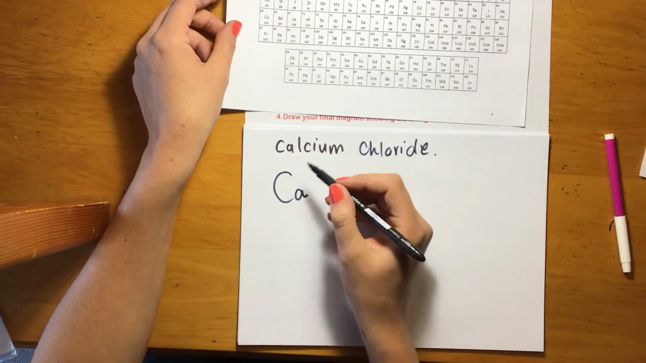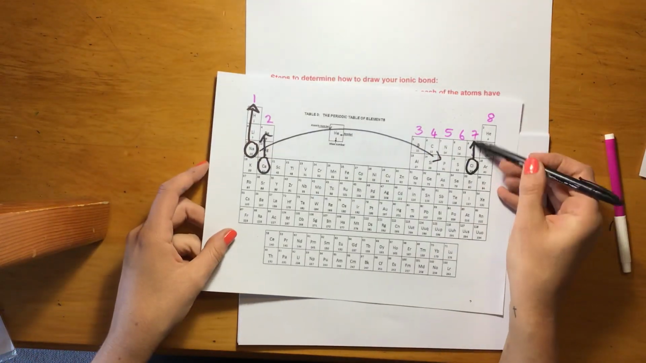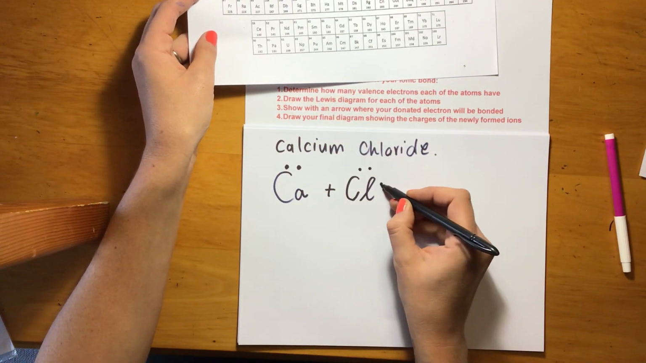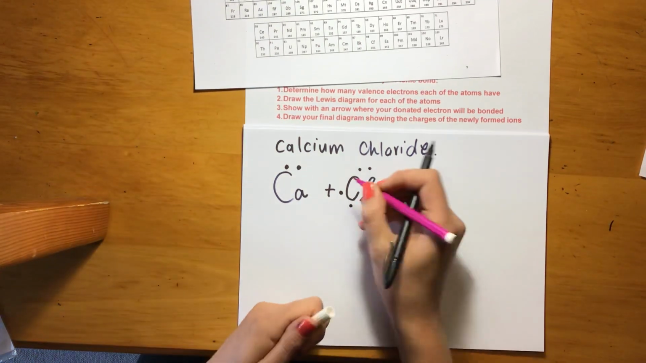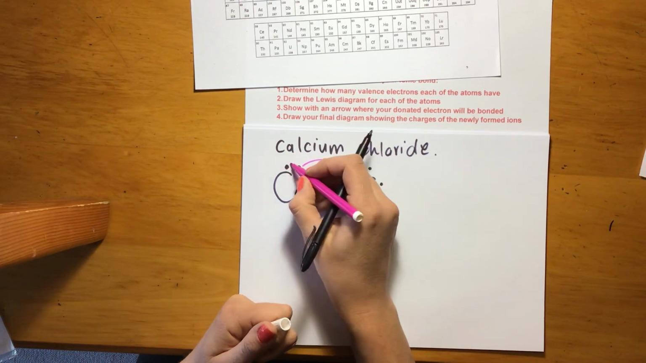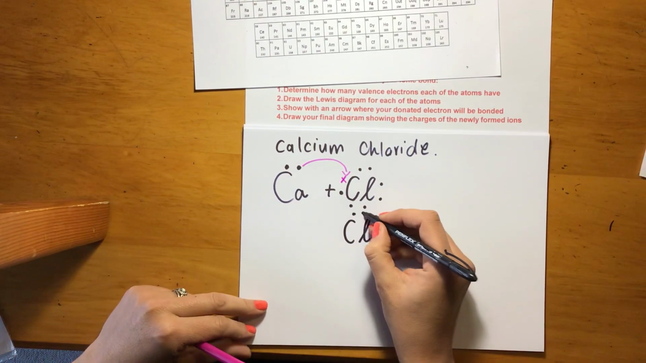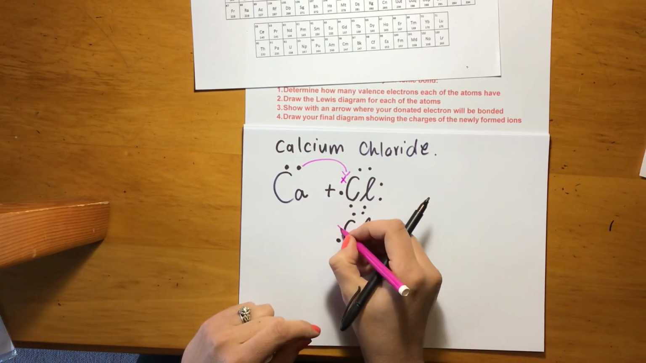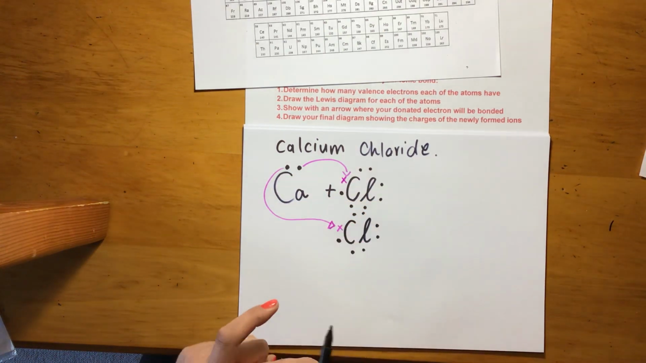So we are going to draw 2 little dots. And then chlorine, as we saw in the previous example, has 7: 1, 2, 3, 4, 5, 6, 7. So you can see there's a spot there, so one of them can go there already. So we're going to need another chlorine: 1, 2, 3, 4, 5, 6, 7. So there's a spot open there, and that one will go there.